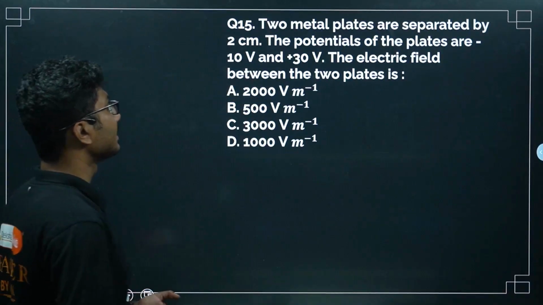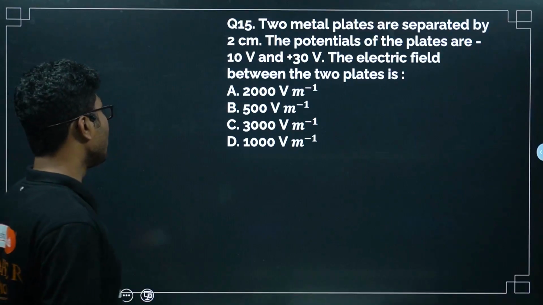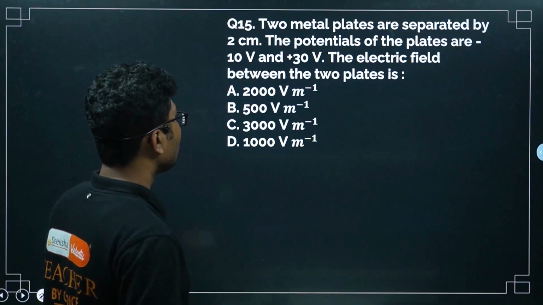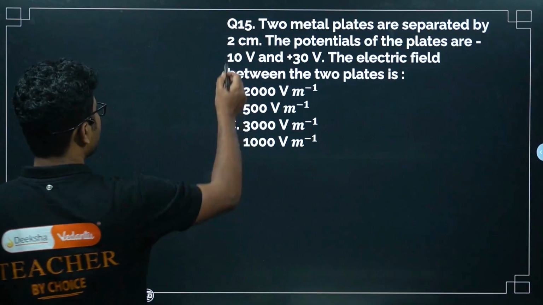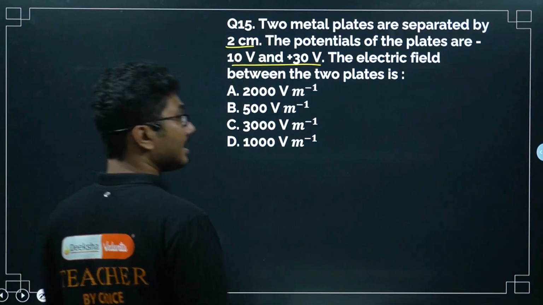Question number 15. Two metal plates are separated by 2 centimeter. The potentials of the plates are minus 10 volt and plus 30 volt. The electric field between the two plates is? So two metal plates are separated, the distance of separation is given, and the voltage is given. One is minus 10, another one is plus 30.